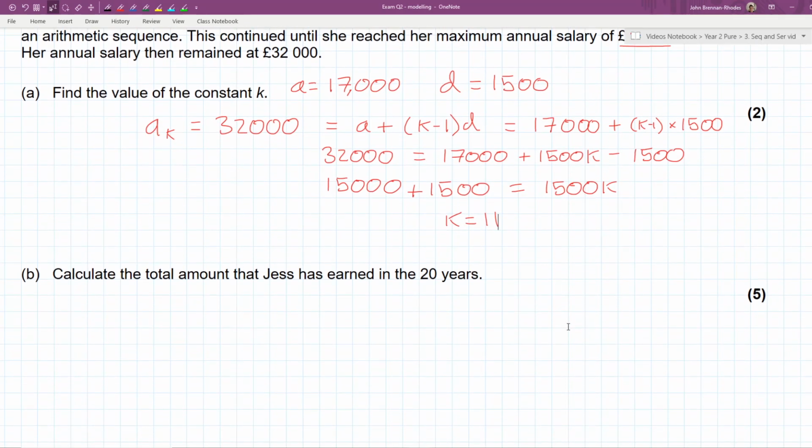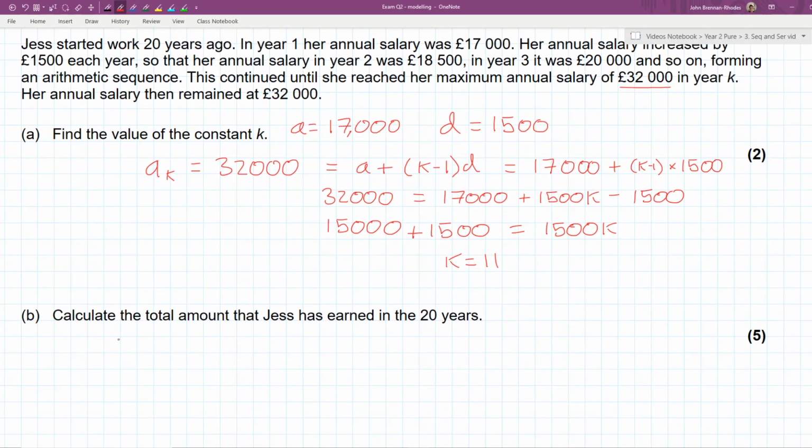Okay, so calculate the total amount that Jess earned in the 20 years. So that means that for years 1 to 11, we have this arithmetic sequence. And for years 12 to 20, it is just 32,000. Although, as you actually spot, it's actually in years 1 to 10, it's the arithmetic sequence, and actually from 11 to 20, it's 32,000.